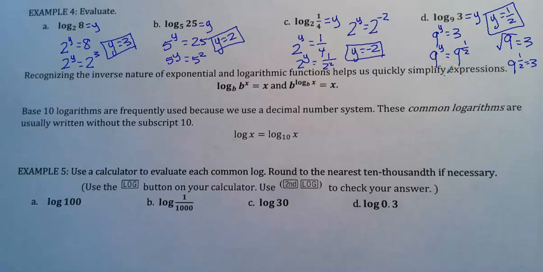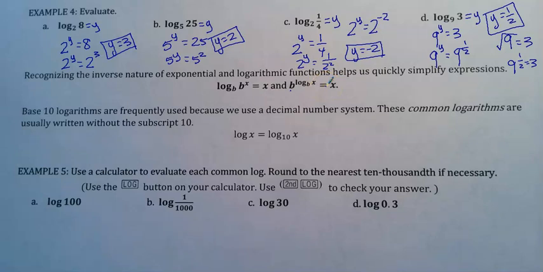Okay, recognizing the inverse nature of exponential and logarithmic functions helps us quickly simplify expressions. So we have log of b to the power of x in base b is equal to x. These numbers canceled out, and they just left us with x. But we can also take b, our base, and raise it to the exponent log of x in base b, and that's equal to x. So they're both equal to x.